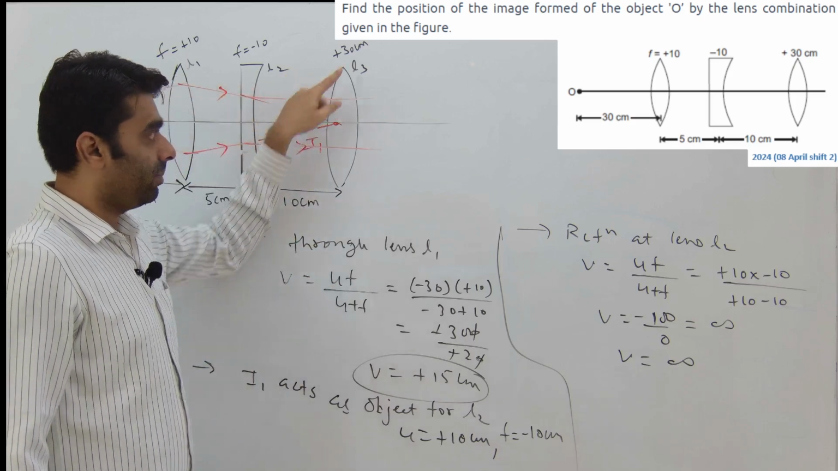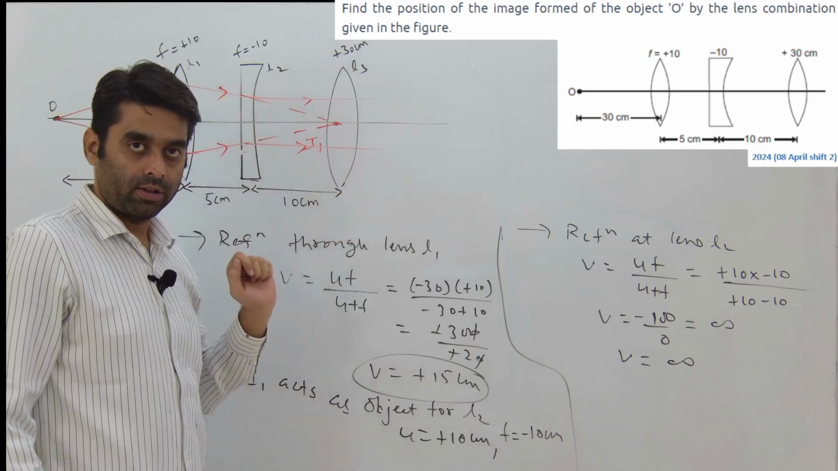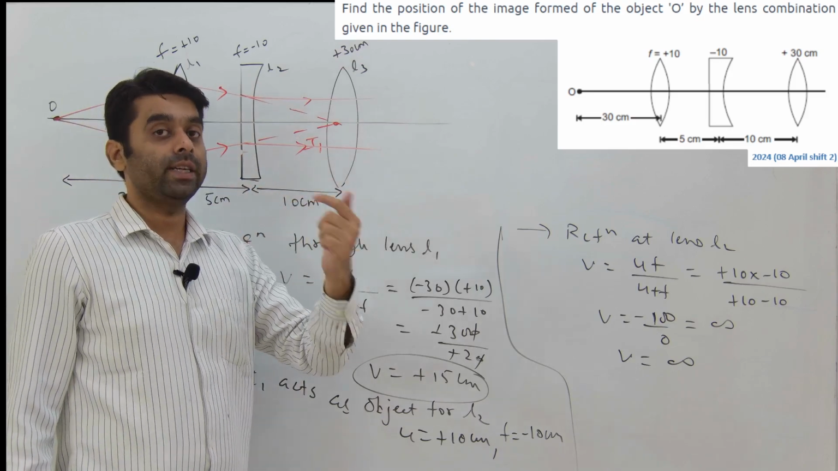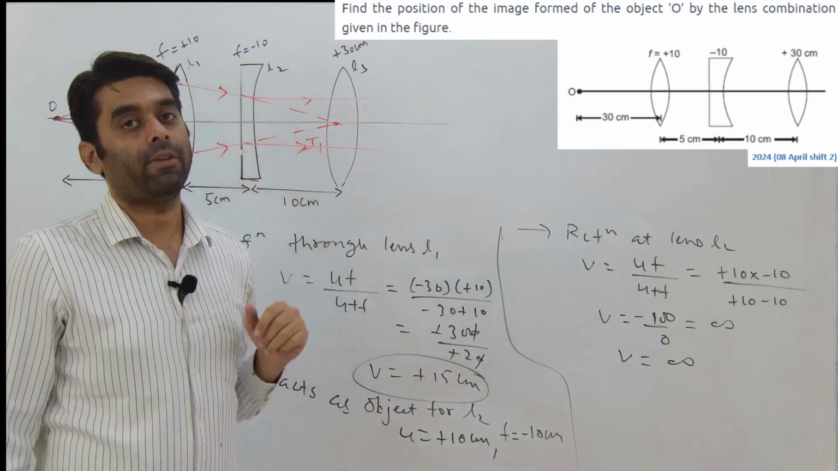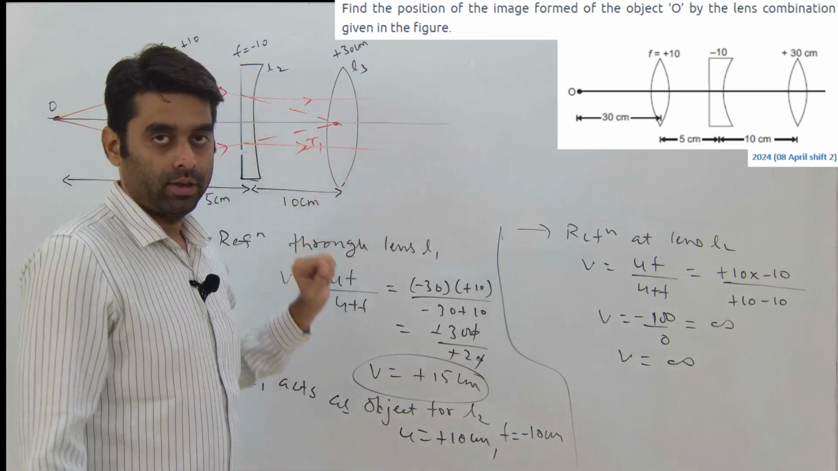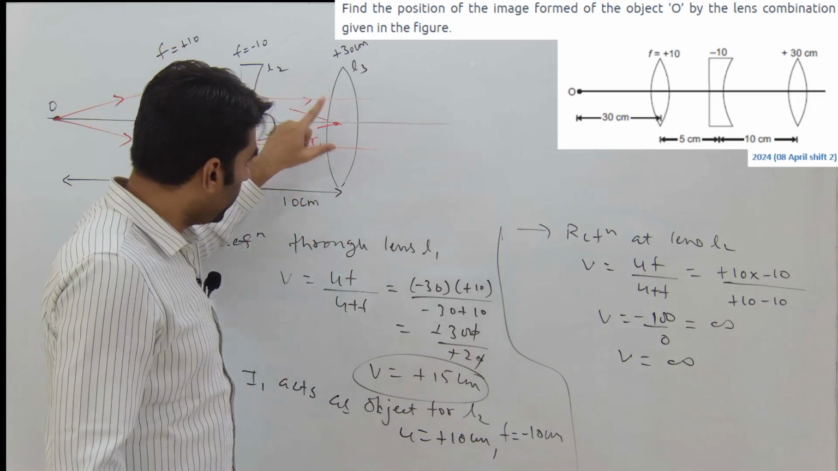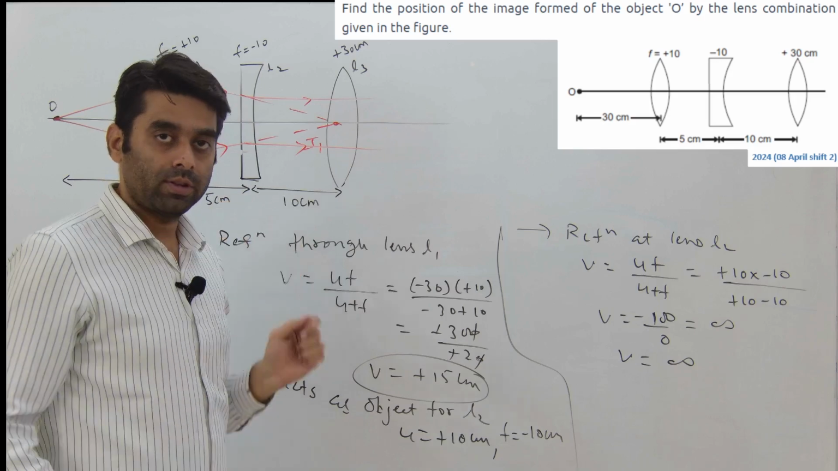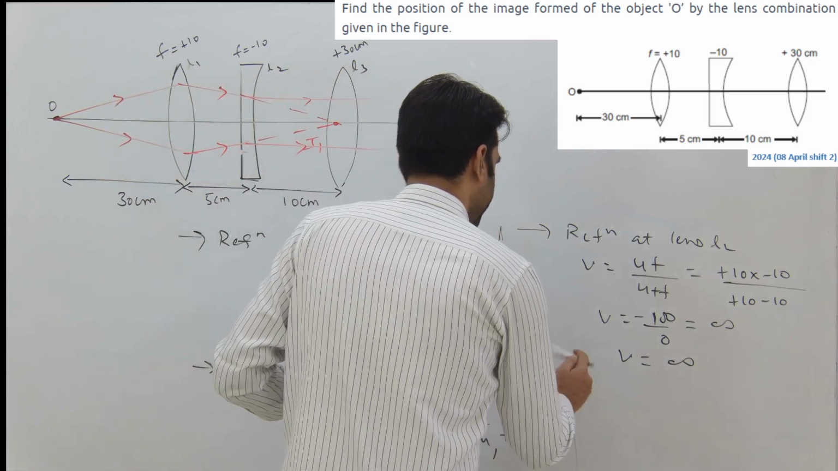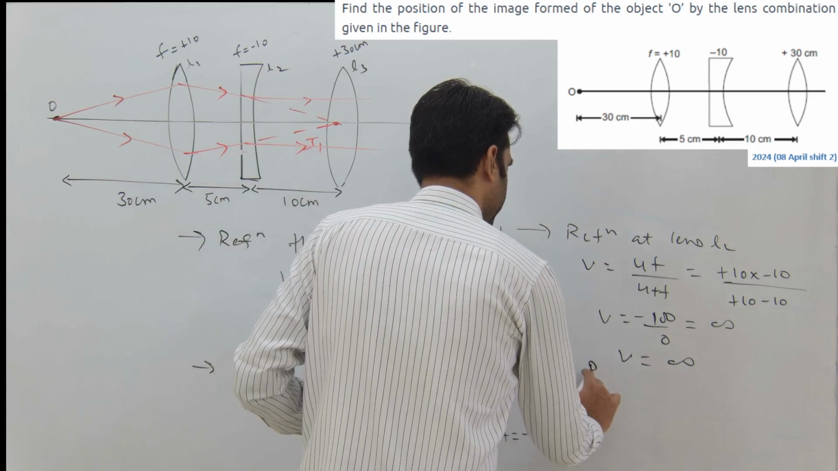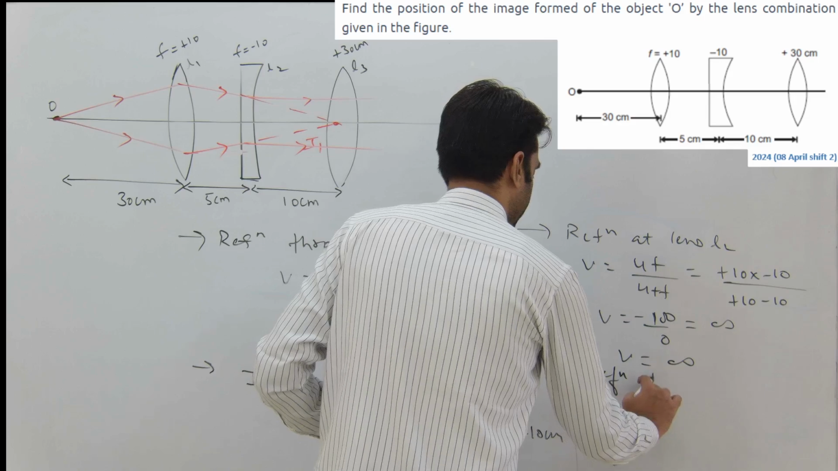These light rays will behave as your incident rays for the third lens. That means what is the object distance for third lens? For third lens, object distance is infinite. Light rays are coming parallel, right? So these light rays will act as the incident rays for the third lens. So I can write over here object distance, so refraction at L3.